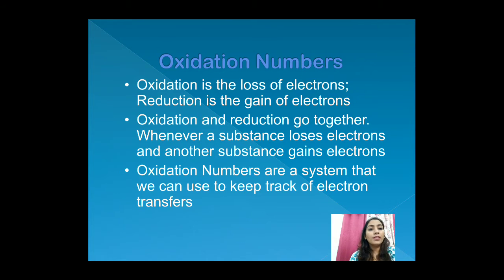Oxidation is loss of electrons and reduction is gain of electrons. Oxidation and reduction go together. This is a simultaneous reaction. Whenever a substance loses electrons, another one is there which will gain the electrons. Oxidation numbers are a system that we can use to keep track of the electrons.